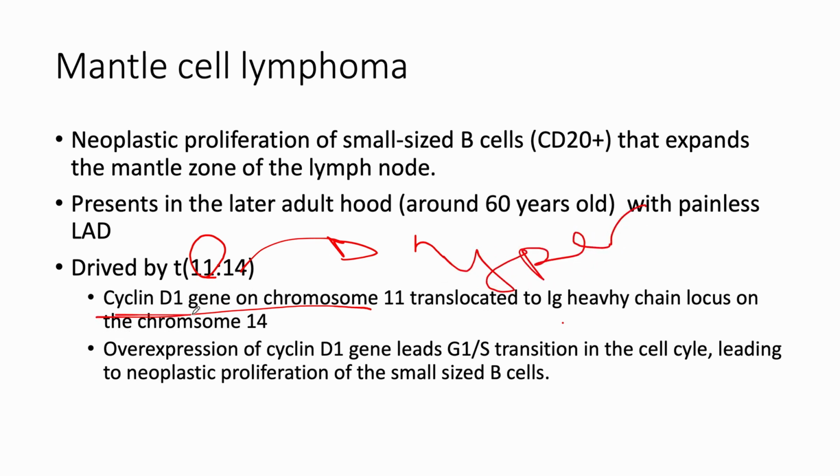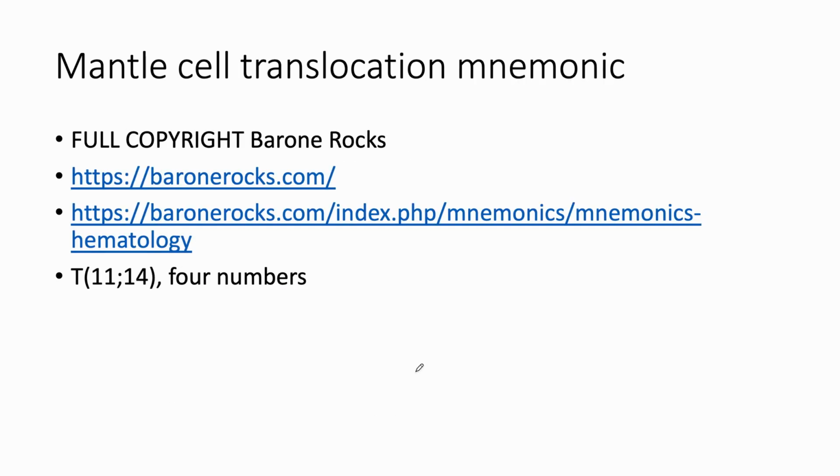And whenever you put cyclin D1, which is kind of the regulator that allows the cell to go from the G1 phase to S phase, there, overexpression would then lead to neoplastic proliferation because we're overexpressing it.